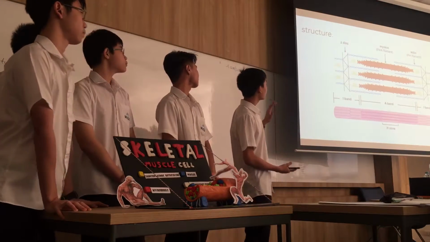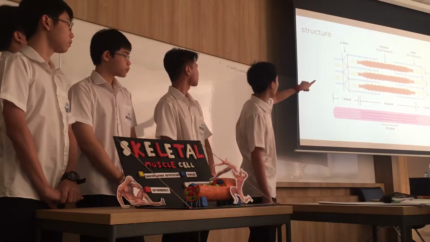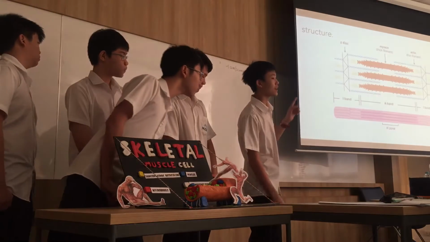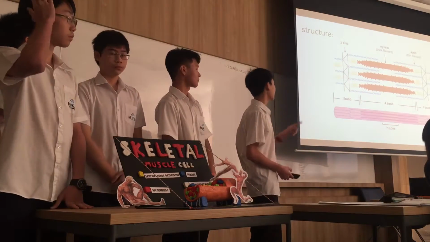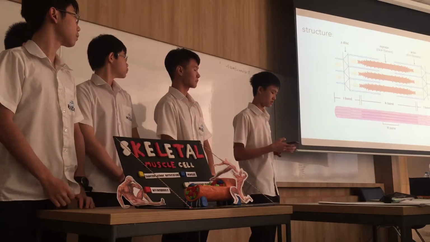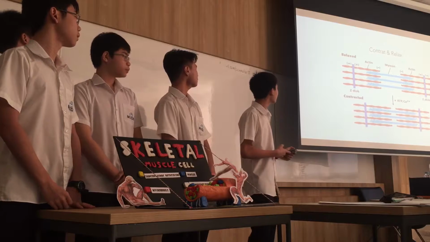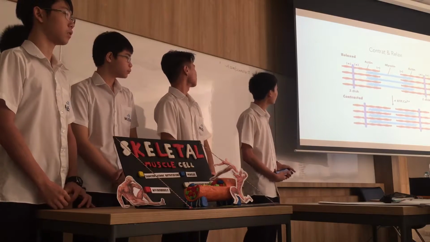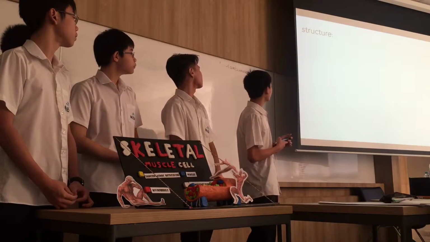This is a picture of the inside of one sarcomere. The red one is myosin, the blue one is actin, and that one is the Z line. And this is one sarcomere. And this is the relaxing and contracting. And next is the video.